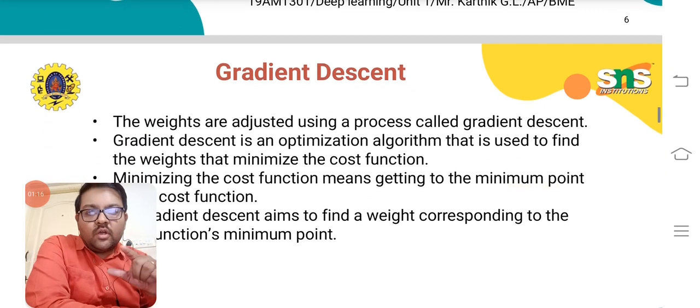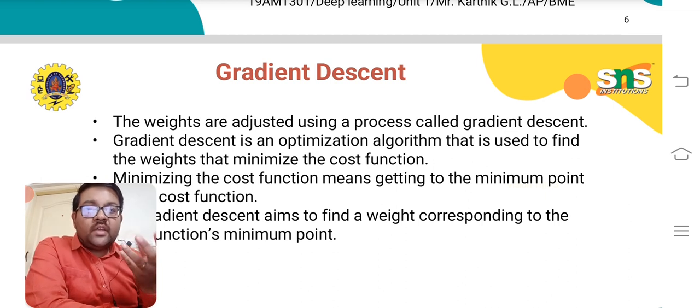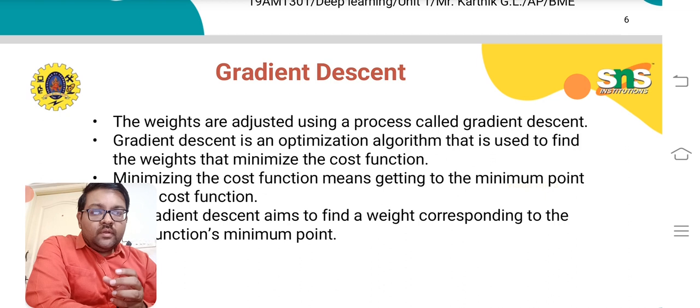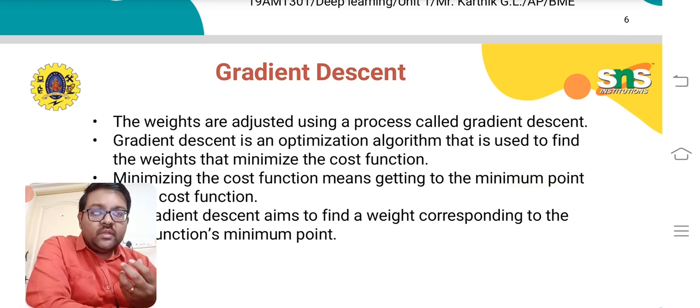Now we will come to the concept of gradient descent. Weights are adjusted to reduce the error. For adjusting the weights, we use the concept called gradient descent. Gradient descent is an optimization algorithm that is used to find the weights that will minimize the cost function.